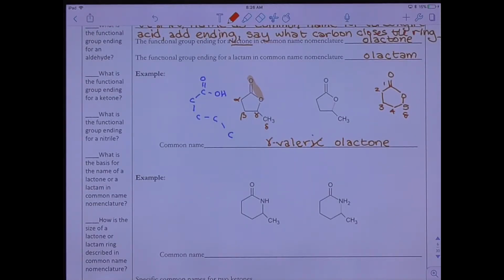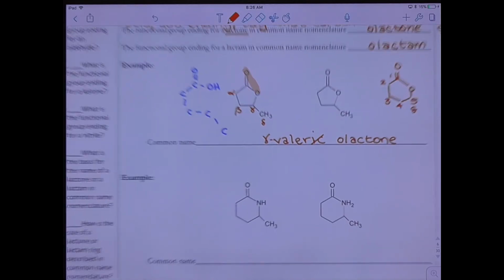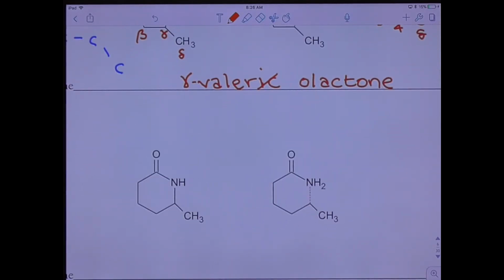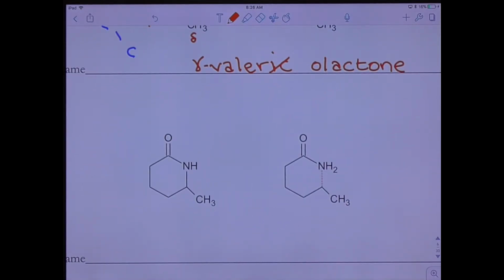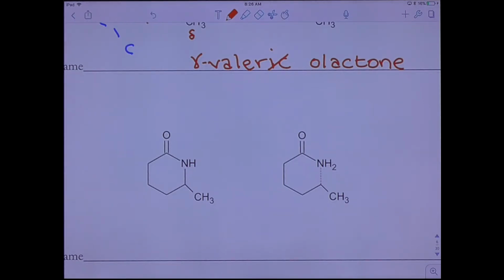Give it a try with the lactams. Similar process, so shouldn't be too much of a stretch here. So the difference between a lactone and a lactam is the lactam has a nitrogen in it. That's right, because it's an amide derivative.